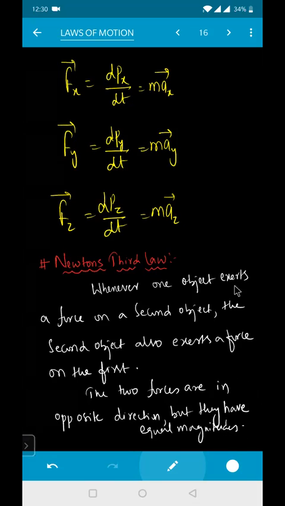Clear? So whenever one object exerts a force on the second object, the second object also exerts the same amount of force on the first object, whether it is moving or not. Let's say, for example, when you exert a force on the wall, the wall also exerts the same amount of force on you. That is the reason you are not able to push the wall. If your force is greater than the force exerted by the wall, then the wall can break. Otherwise, if your force is equal to the reaction force of the wall, then there will be no net displacement of the body.